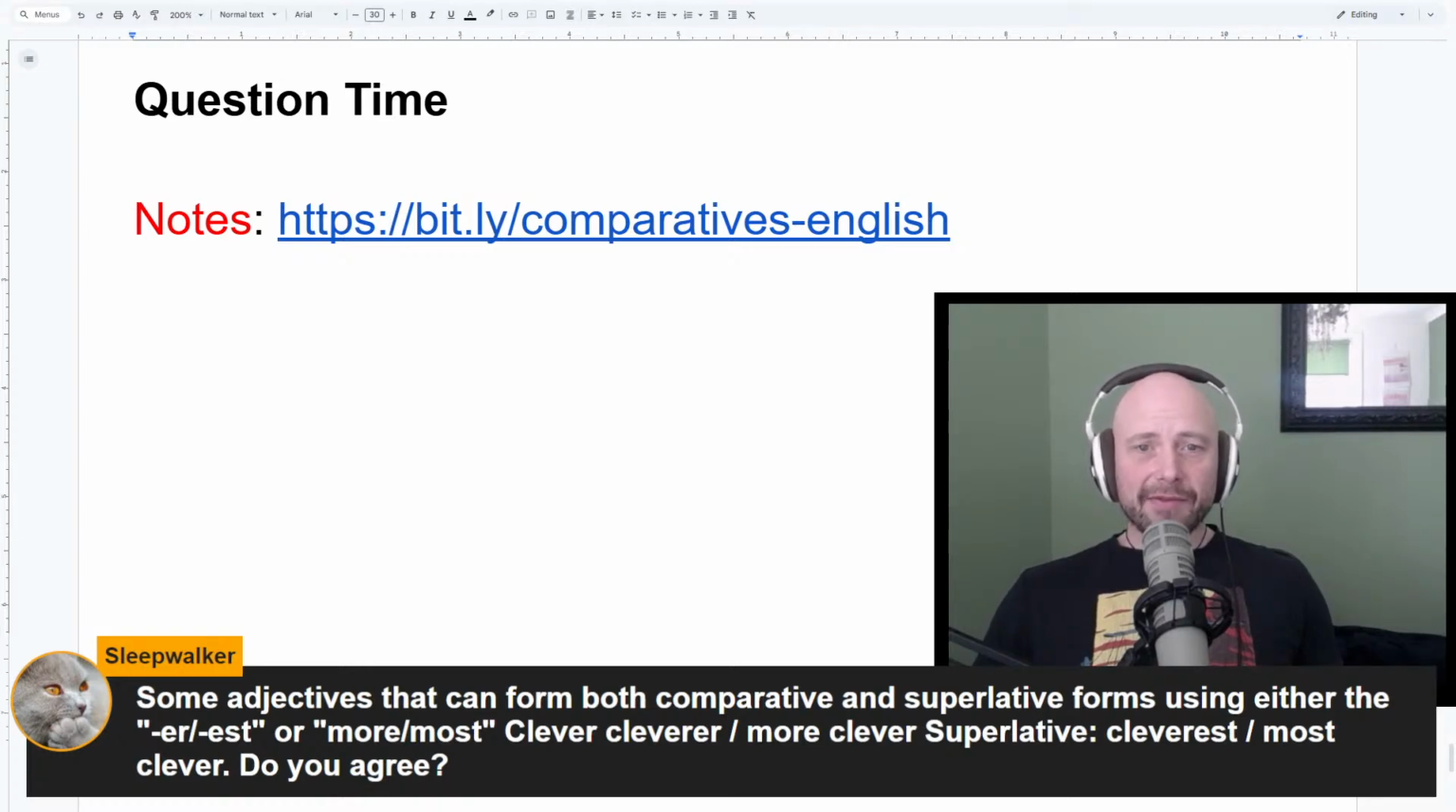So when it comes to clever, she's cleverer than him. She's more clever. Cleverer sounds better. He's the most clever. He's the cleverest. The cleverest sounds better. But you are correct to say that both are possible. And you just need to listen out for what people use. Most of the time, we follow the rules, but just sometimes we don't.